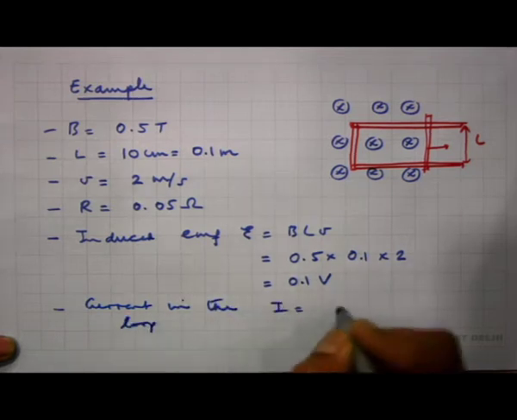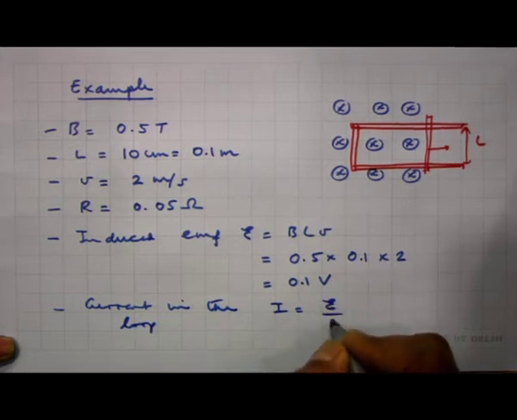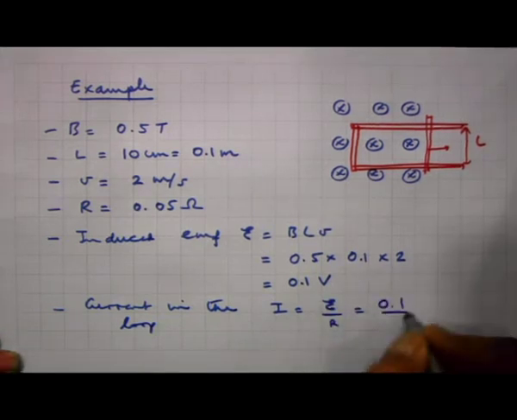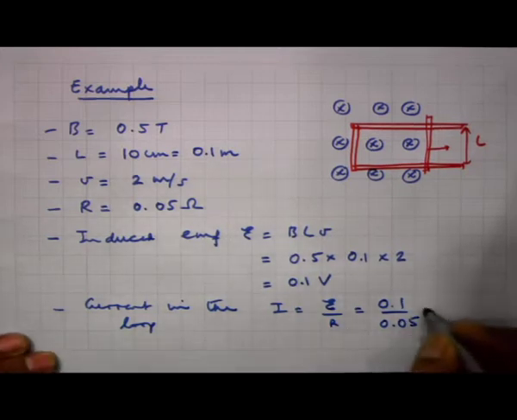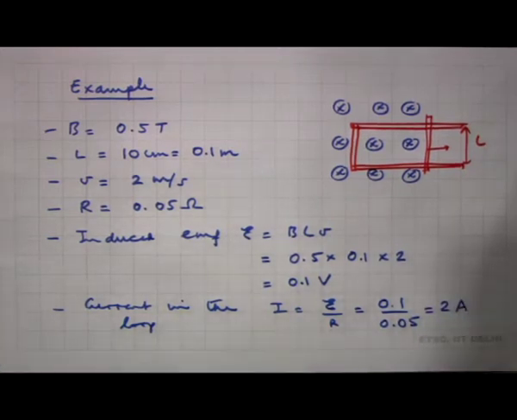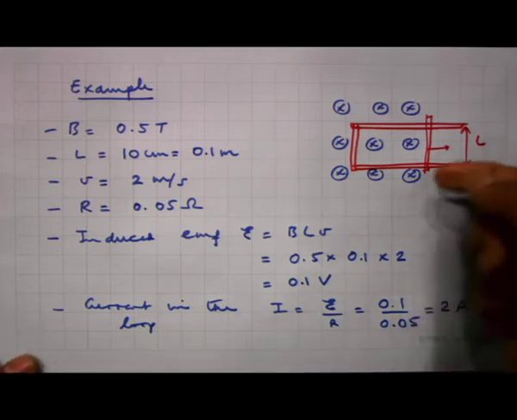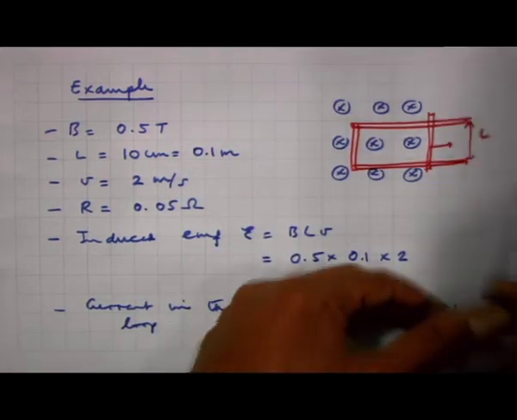I is equal to E by R, which is equal to 0.1 by 0.05 ohms, which is about 2 amperes. So, there will be a current of 2 amperes, the resistance is only 0.05 ohms I am assuming. So, there is a current of 2 amperes generated in this. Now, this current, as we saw before, will generate a magnetic force to the left side, and I can also calculate the magnetic force on this rod.